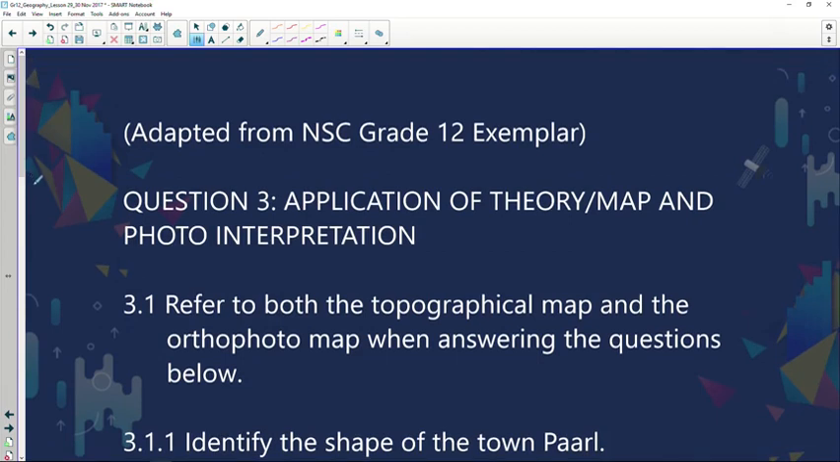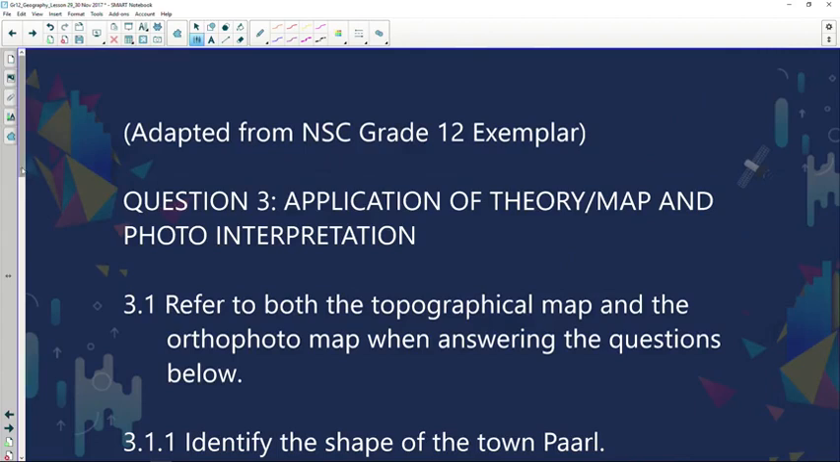Question 3 is the application of the theory. What you've learned in climate and geomorphology, as well as settlement geography and economic geography, can be based on the map itself. So we can have a look at what type of activities are taking place, for instance, what type of activities are dominant in the area of Paarl. Let's say we had a map of Johannesburg. Obviously there's not going to be much rural area, but it's going to be an urban settlement, an urban area because it's multifunctional. We have activities like secondary, tertiary, and quaternary activities.